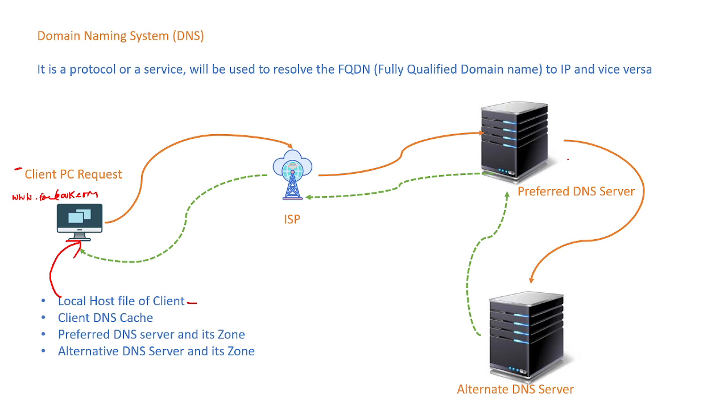So there are four places it will check for the resolution. First it will check the local hosts file. If the entry is there, it will understand the IP address for the name and give it to you. If it is not available, it goes and checks the local client DNS cache, which you can see in the command prompt with ipconfig /displaydns. If it is not available in these two places, the request will go to the preferred DNS server.